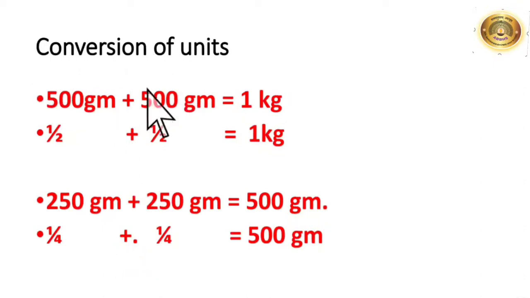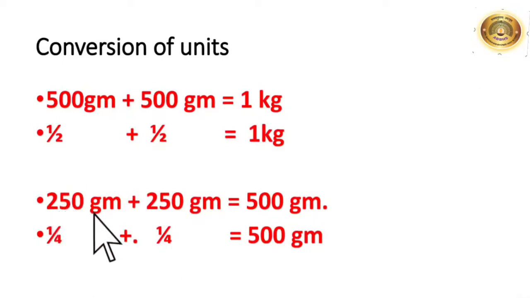Now let's convert some units. 500 grams plus 500 grams is 1 kg, that is 1000 grams. It becomes 1000 grams, which is also said as half kg plus half kg is equal to 1 kg. Alright, so whenever somebody asks you what is the gram of half kg, then you should be able to tell that half kg is 500 grams.